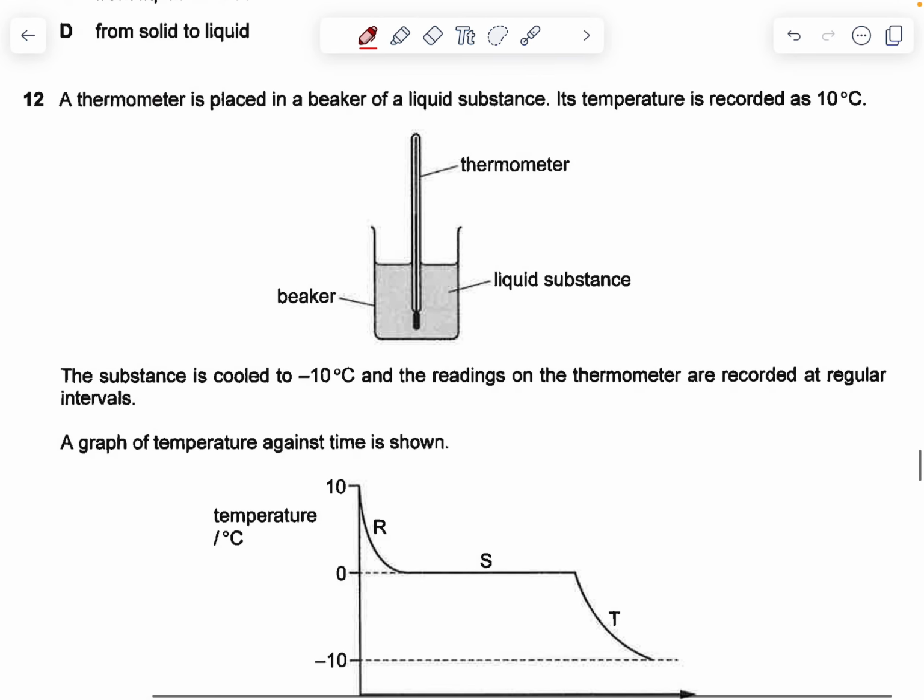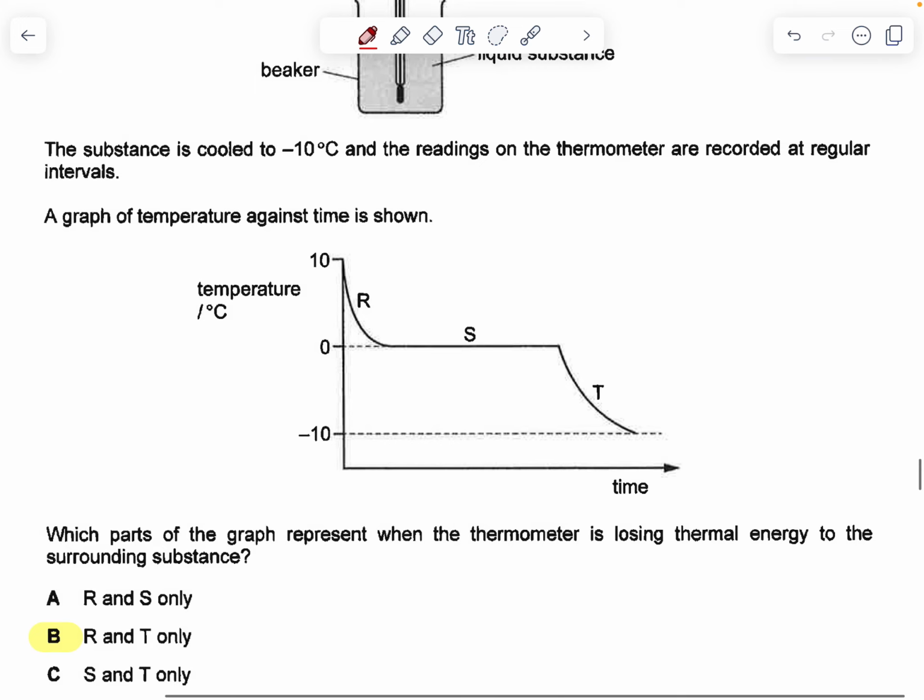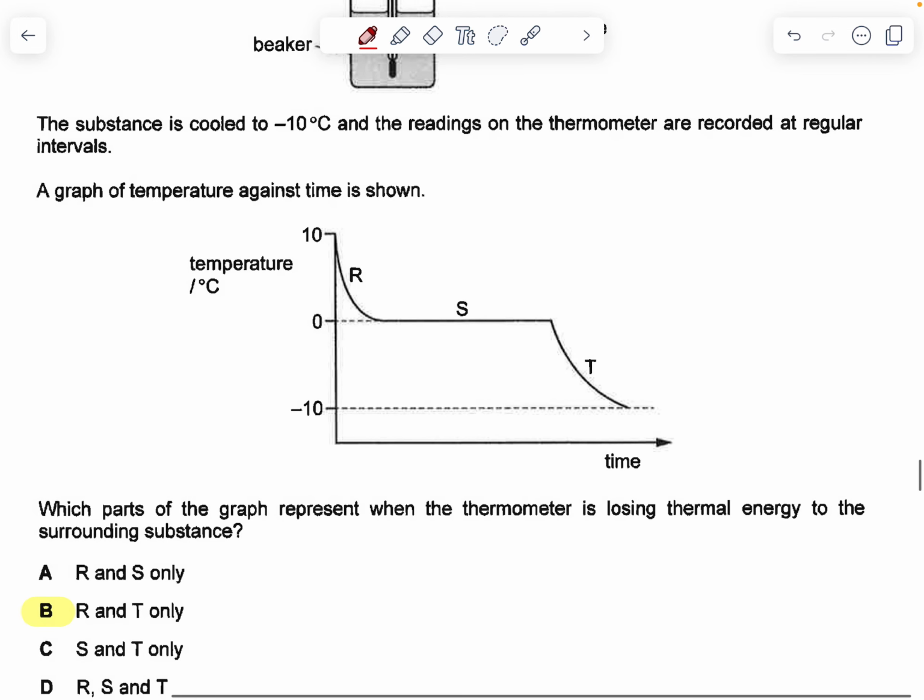Question 12. A thermometer is placed in a beaker of a liquid substance and its temperature is recorded as 10 degrees C. So the substance is cooled to minus 10 degrees C, and the readings on the thermometer are recorded at regular intervals. A graph of temperature against time is shown. Which part of the graph represents when the thermometer is losing thermal energy to the surrounding substance, which is actually the liquid? So R is actually the liquid.